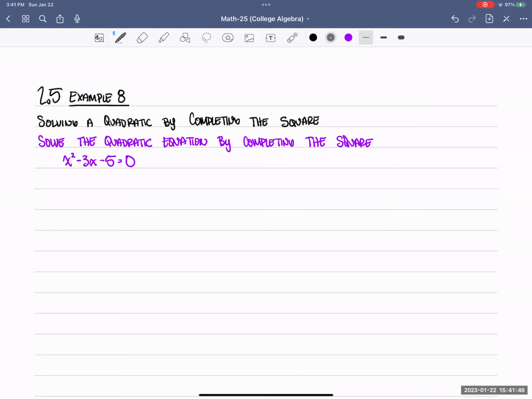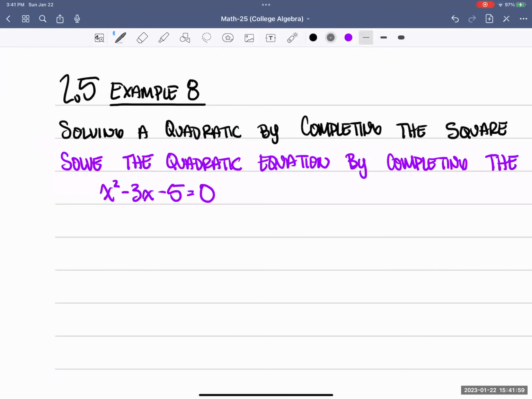So in order to complete the square, we need the first two terms of our quadratic on the left side, everything else on the right side. So what we're going to do is add 5 to both sides, leaving us with our x squared minus 3x is equal to 5.